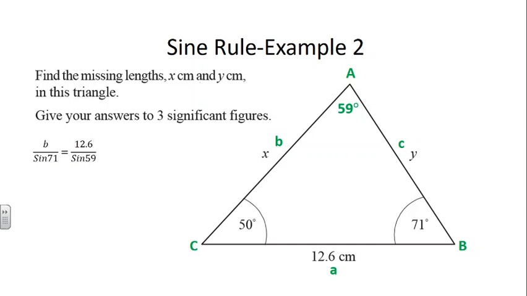We're trying to work out a length, so I've got the lengths in lowercase on top. I've got B over sine 71, and 12.6 over sine 59. We're trying to work out B, so I need to rearrange by multiplying by sine 71.